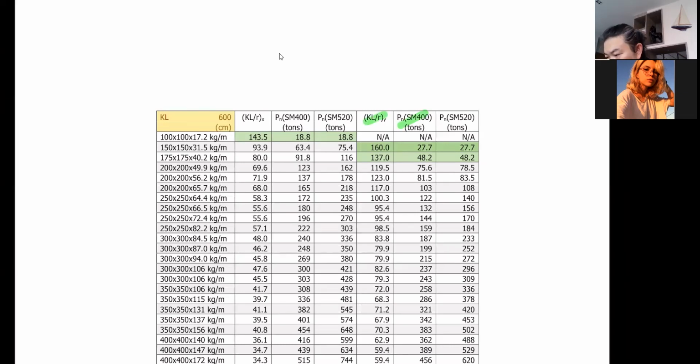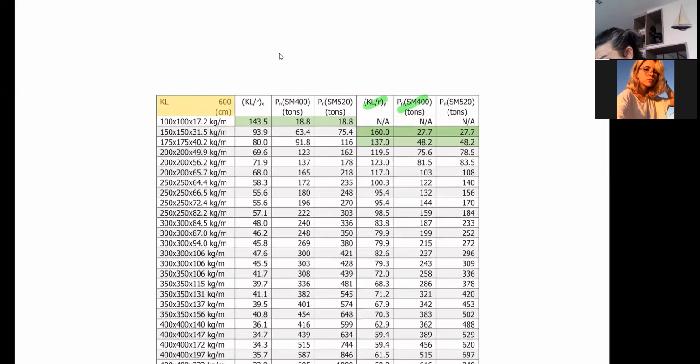So we keep scrolling down, down, down. Okay, we got 286. So that would be our number. Okay, and that is H350 by 350 by 115. So now we got two sections. Which one should we use?